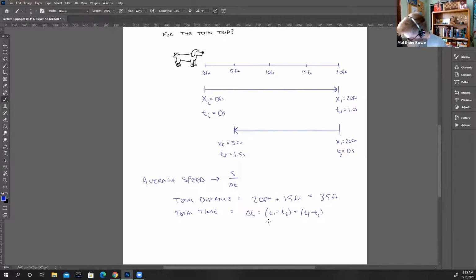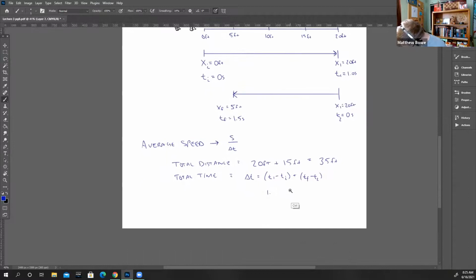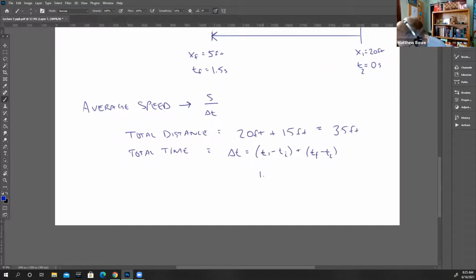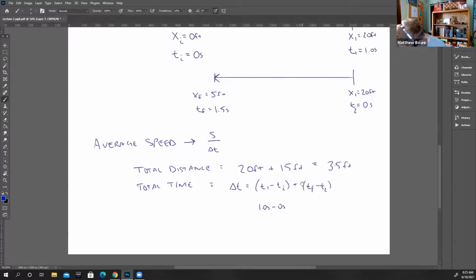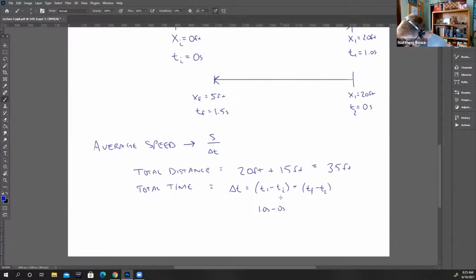Okay, so pretty much that just means that this is, getting hard because it's real small to write. Okay, 1.0 seconds minus 0 seconds. There we go. Plus 1.5 minus 0. And that's just a long-winded way of me just saying the total time is 2.5 seconds.